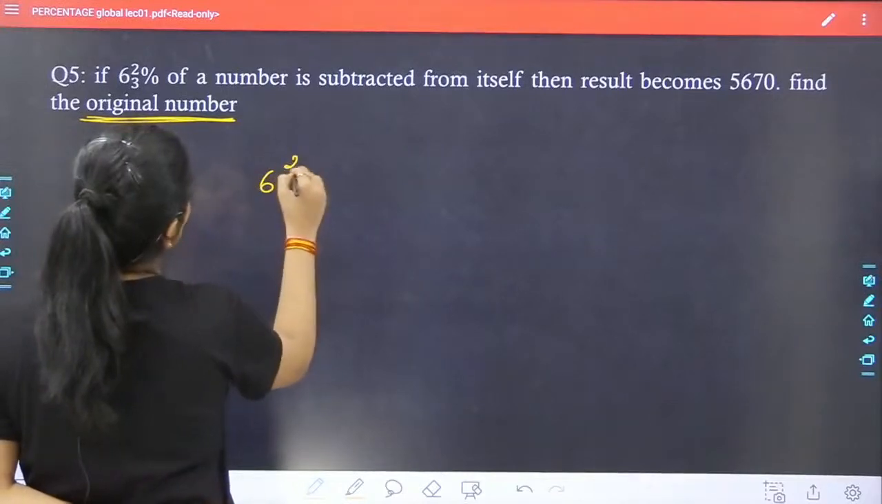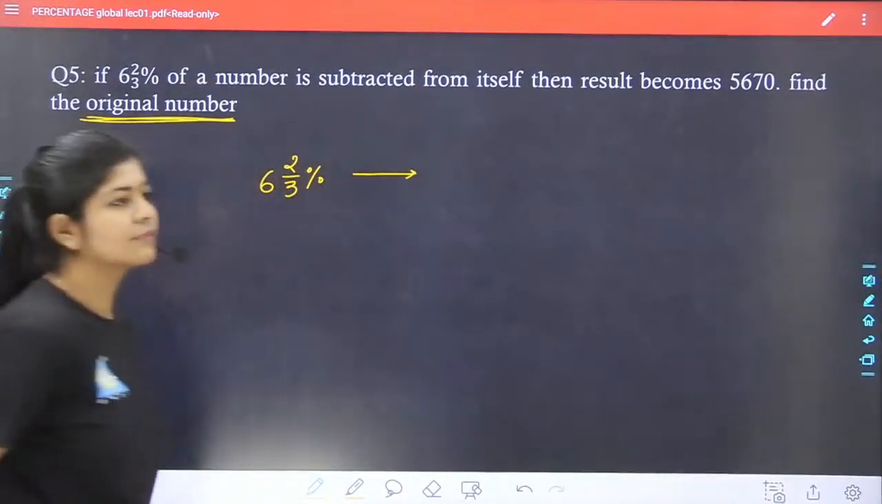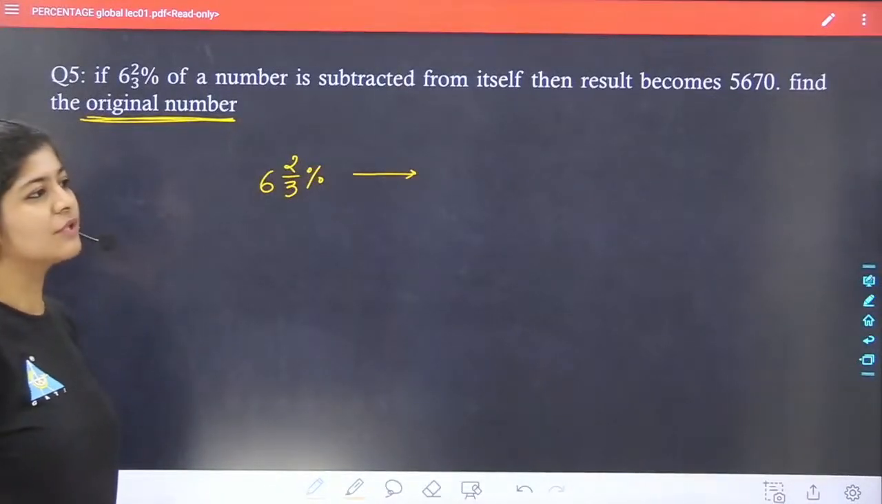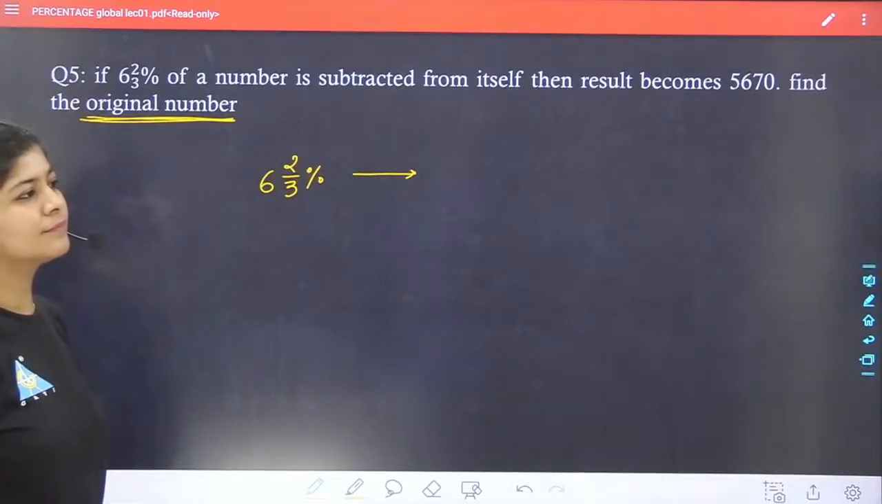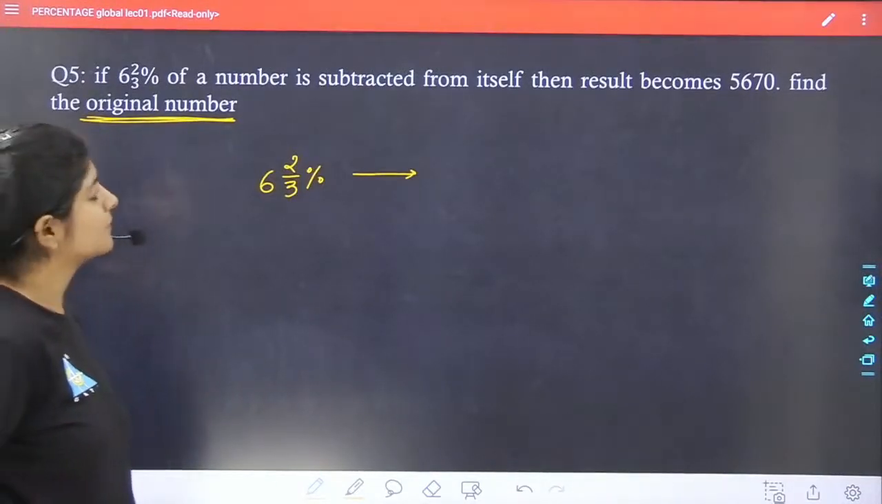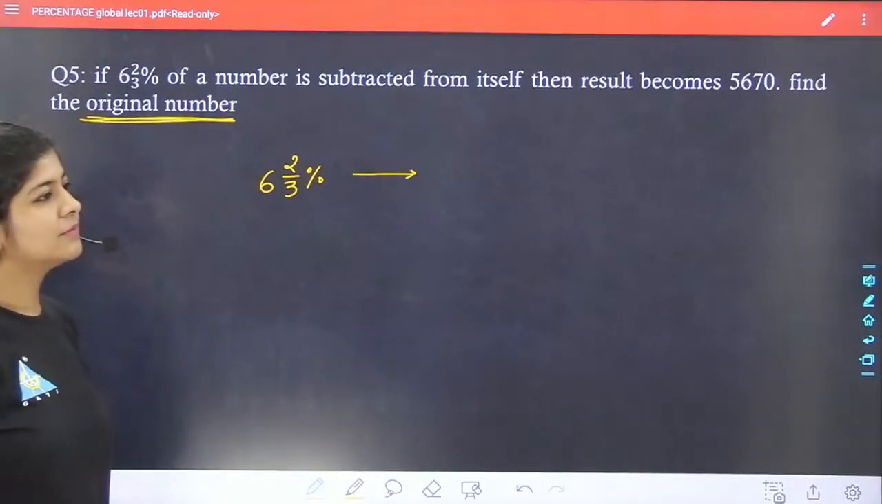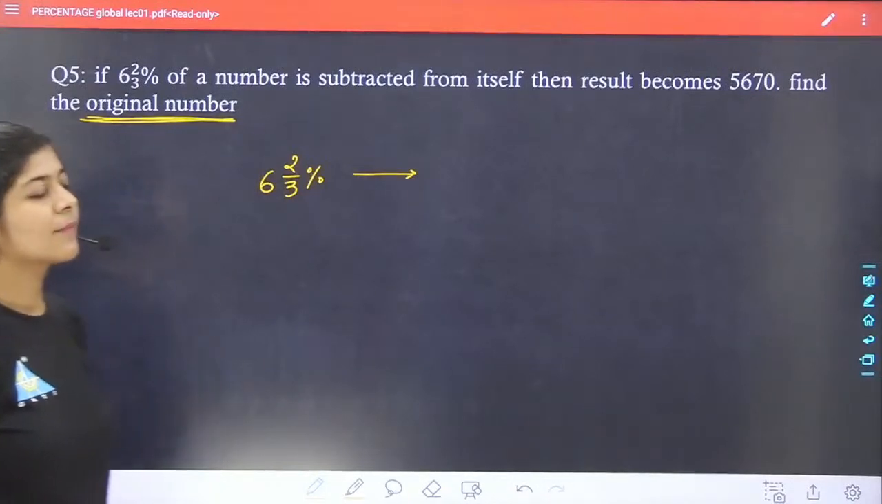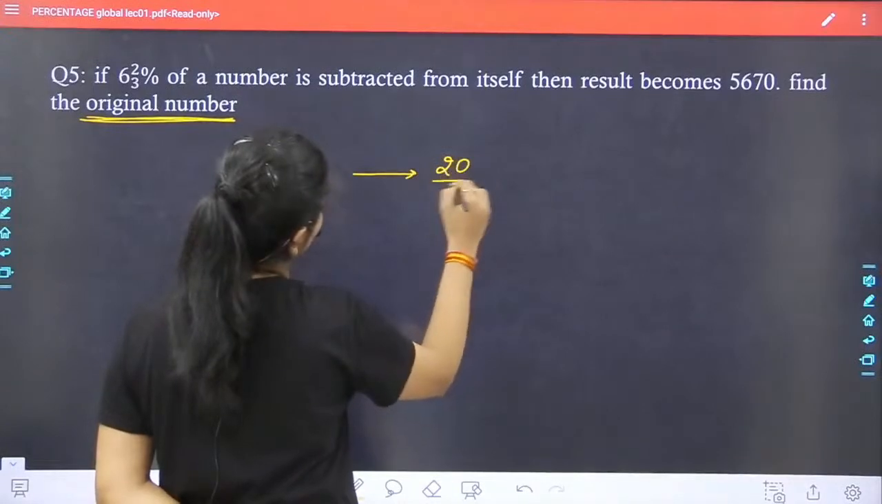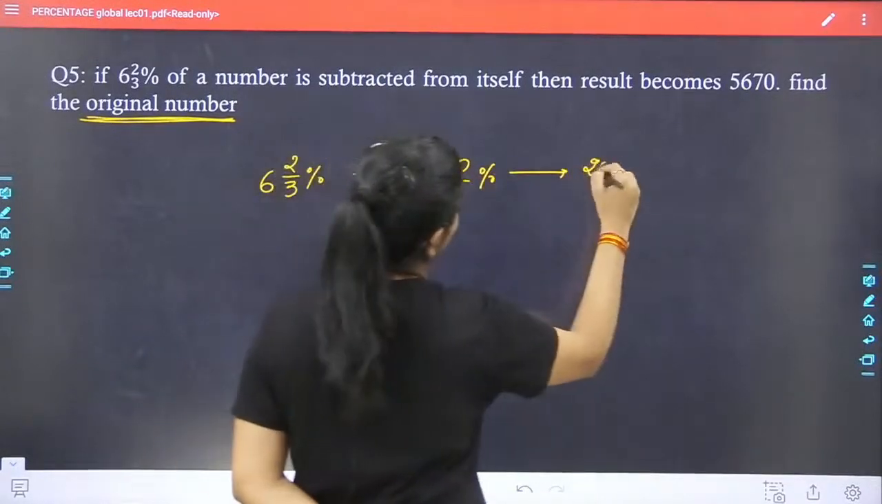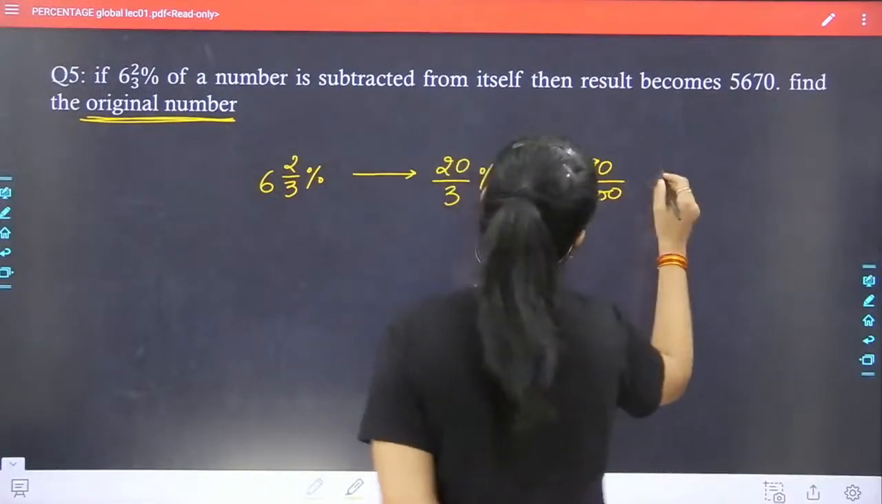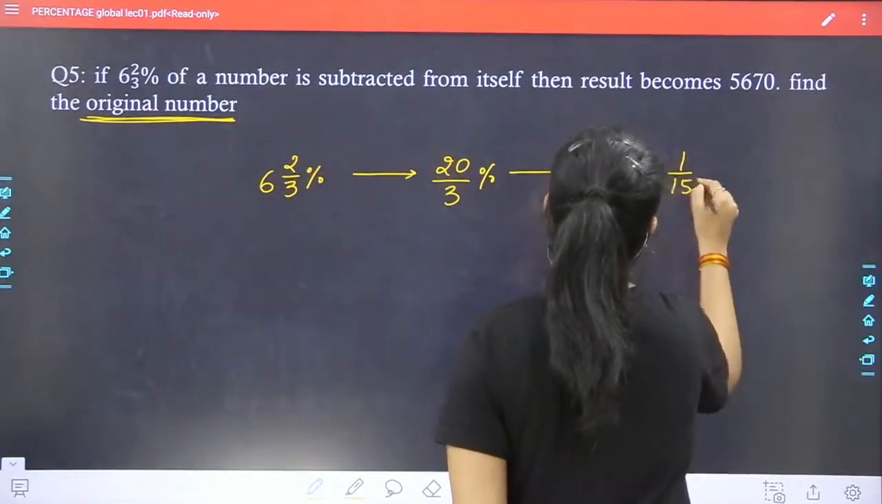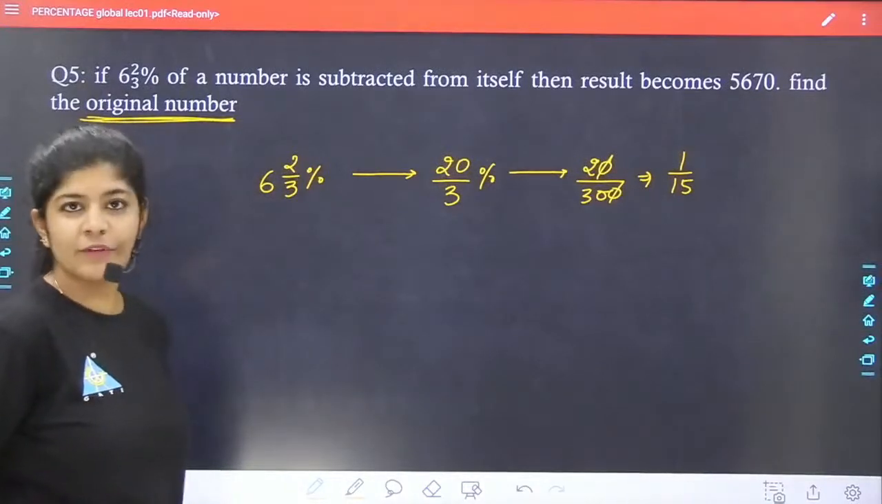How do I write 62 by 3% into fraction? I can write 62 by 3% as 1 by 15 in the fraction, right?